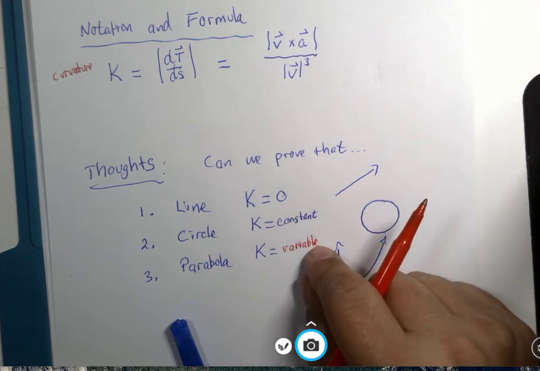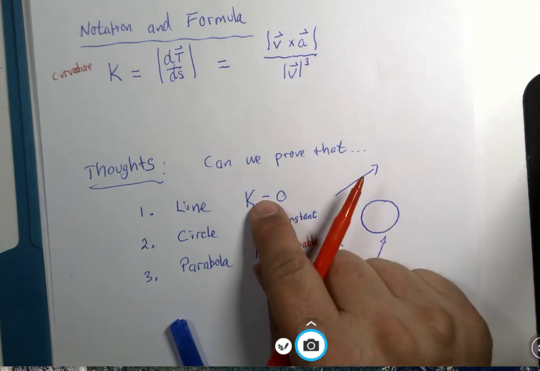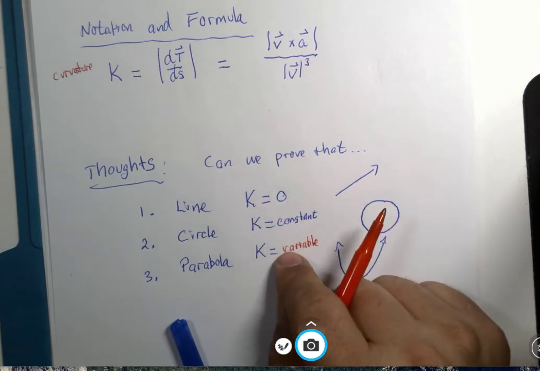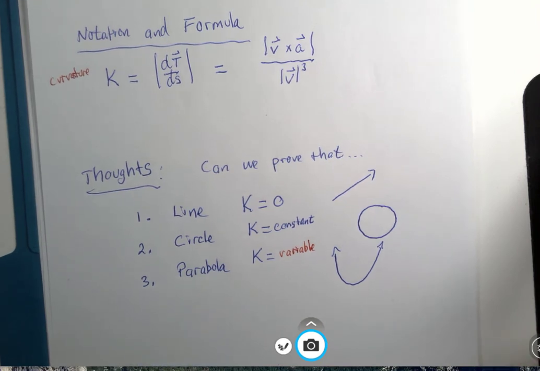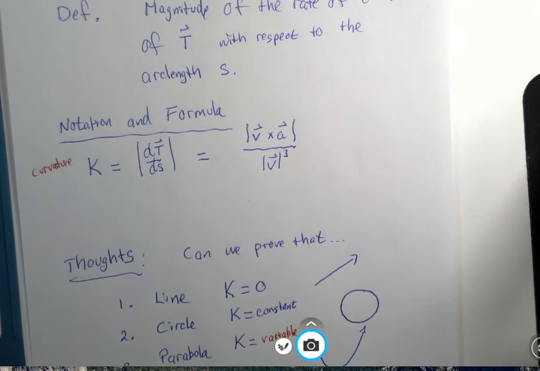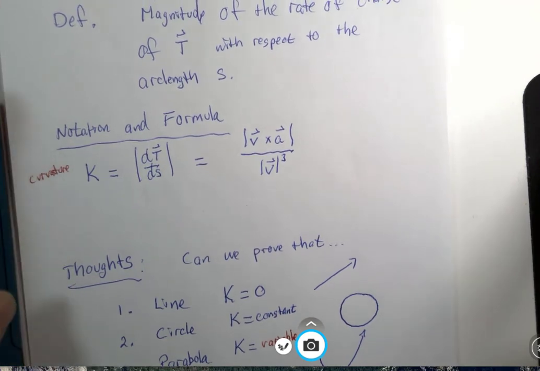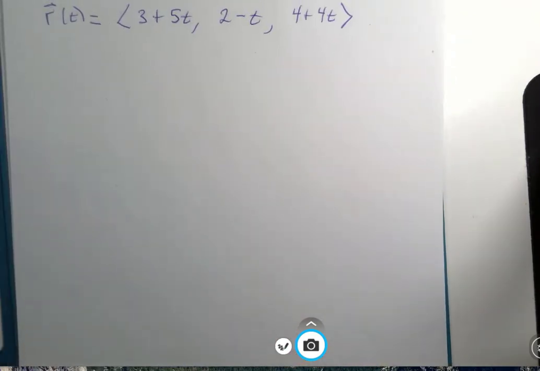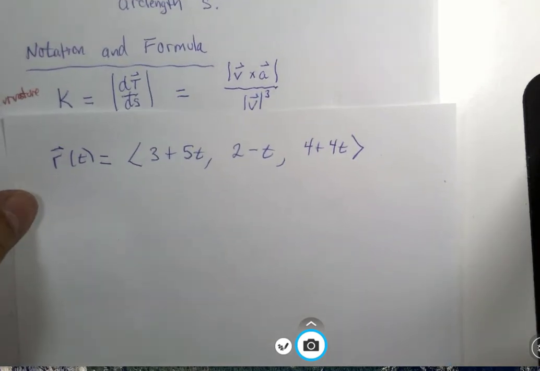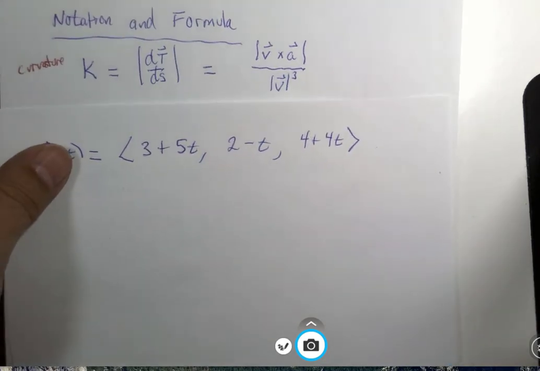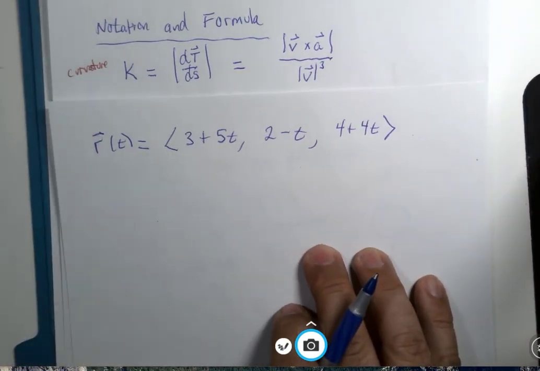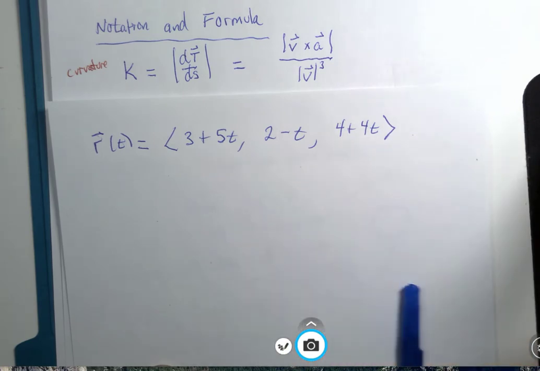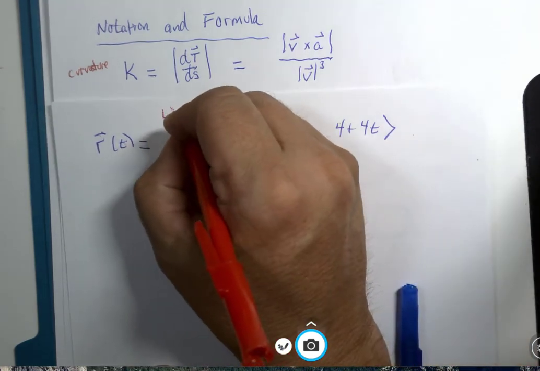This is a perfect place to begin looking at curvature. Could we prove that the curvature of a line is 0, for a circle it's constant, and for a parabola it's variable? So let's start by looking at the line. I'm going to leave us with a little bit of help here. These are the parametric equations of a line.